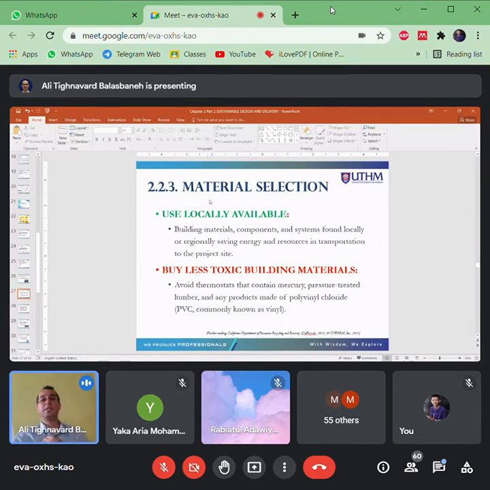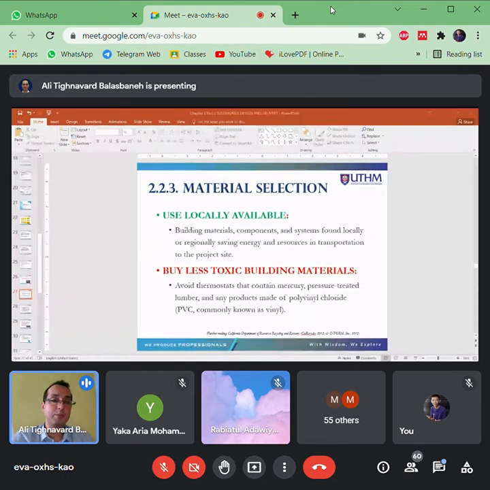Material selection is very important because every material has its own emission. And there is one more thing I'd like to discuss with you. Let's assume you choose building material that is very environmentally friendly, okay? Such as, can you give me an example of a material that is very environmentally friendly?